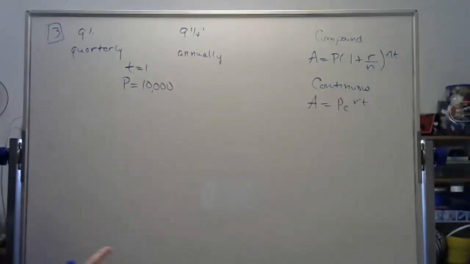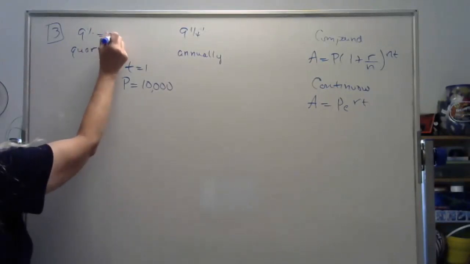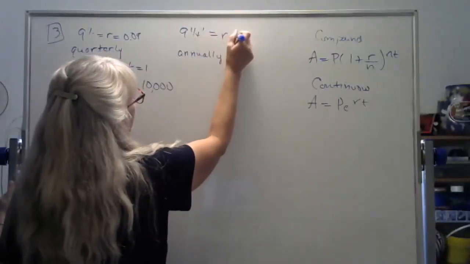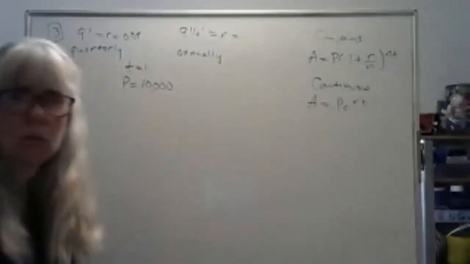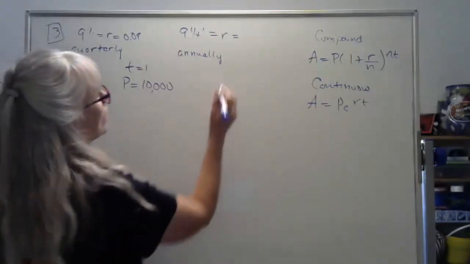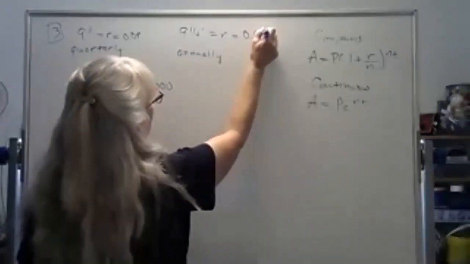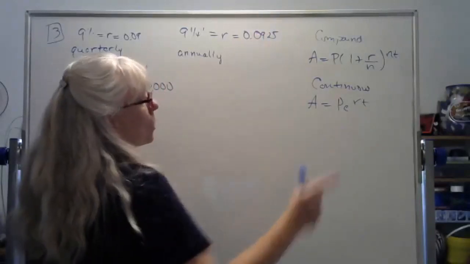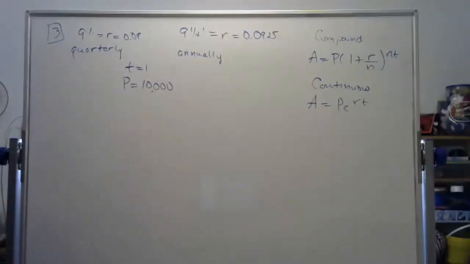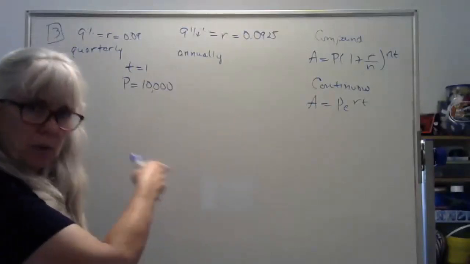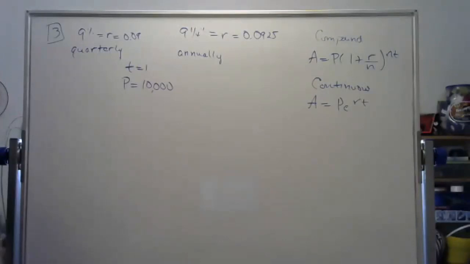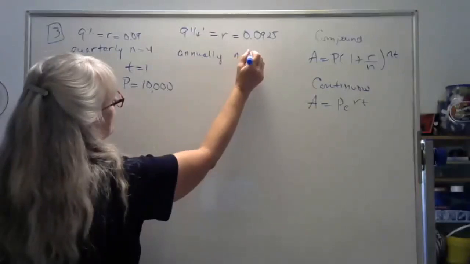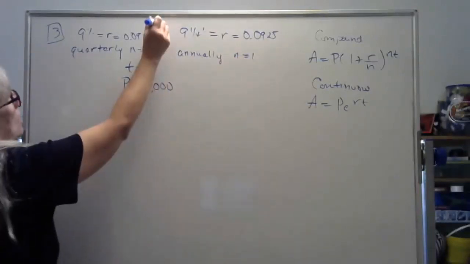Let's backtrack and make sure we all recognize that in terms of an R, for the 9%, we'll use 0.09. And for the 9 1/4, what would that be as a decimal? 9.25. Yep. So we're going to change that into 0.0925 when we change it into our decimal form. Correct. So 9 1/4 would be 9.25. Move the decimal 2 places. Nice. Good job. Quarterly means an N of 4, and annually means an N of 1. Okay, and I think that gives us all the information we need.